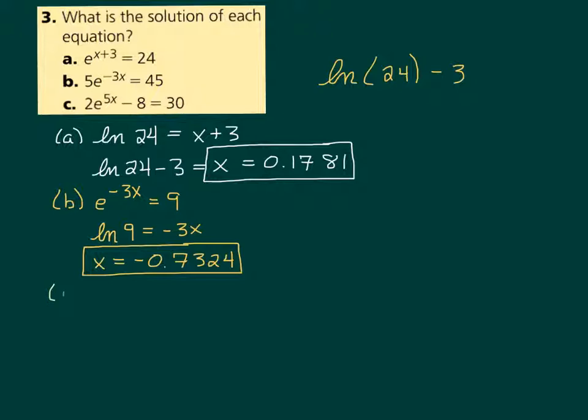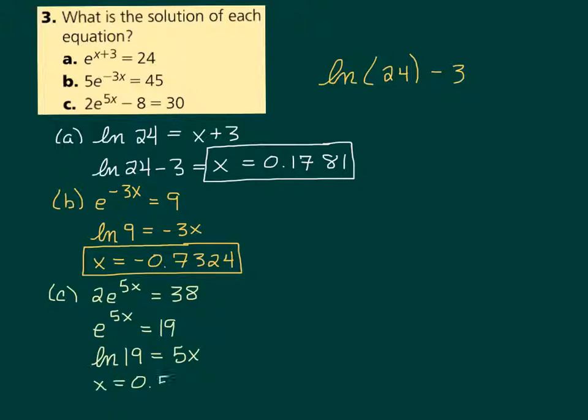The first thing we should do in part C is add 8 to both sides. Then we should divide by 2 on both sides. At that point, we can rewrite it as a logarithm. ln 19 is 5x. Divide each side by 5, and we get that x is 0.5889.